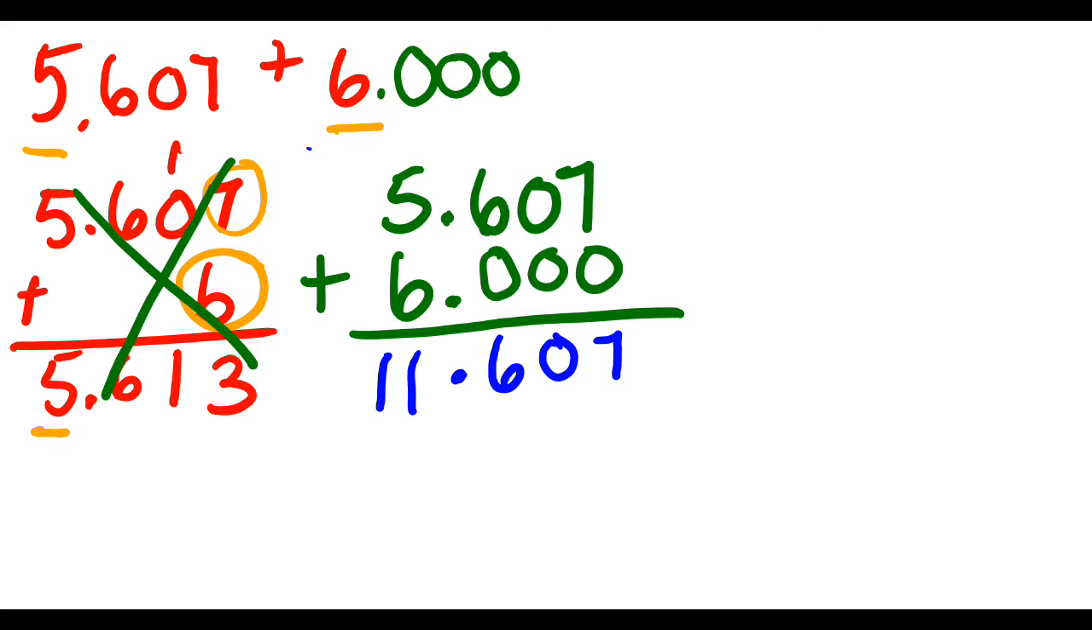Very important that we're lining up, just like in our previous video with the blocks, that we're adding hundredths to hundredths, ones to ones, thousandths to thousandths. Because if we don't, then we end up with something that's not even close. Okay, so that's one example. Let's do another one together.